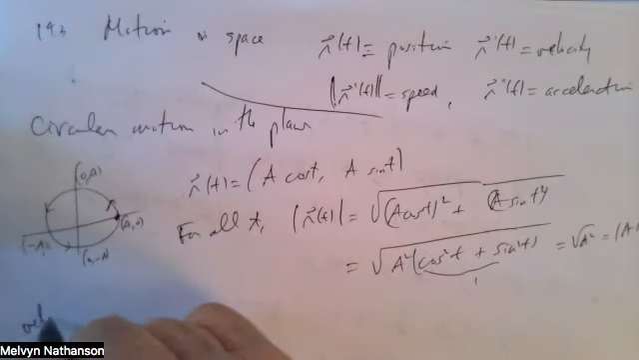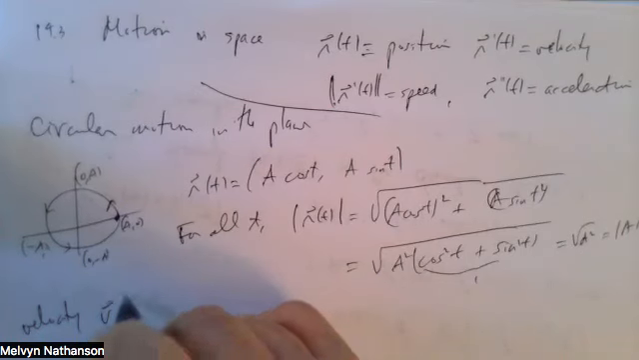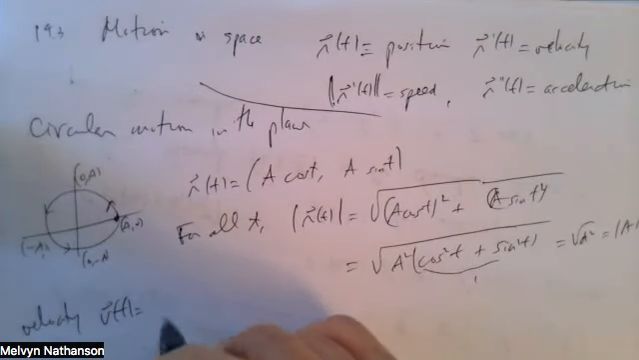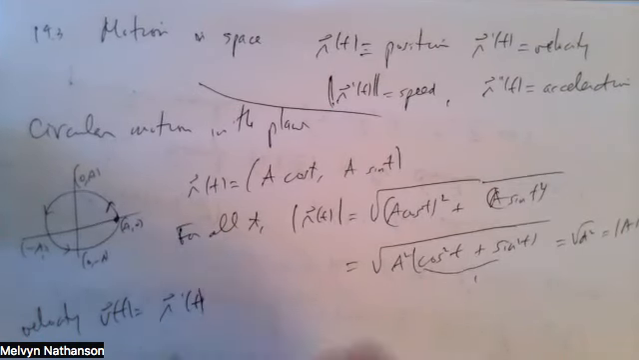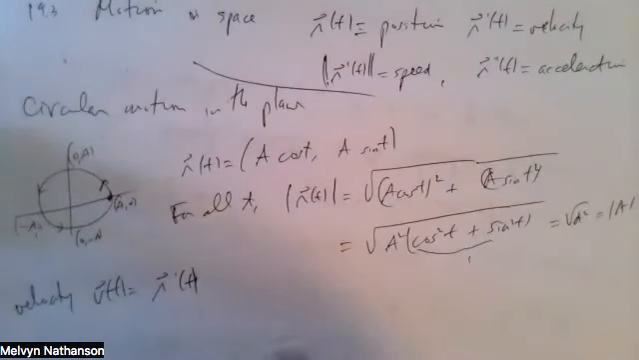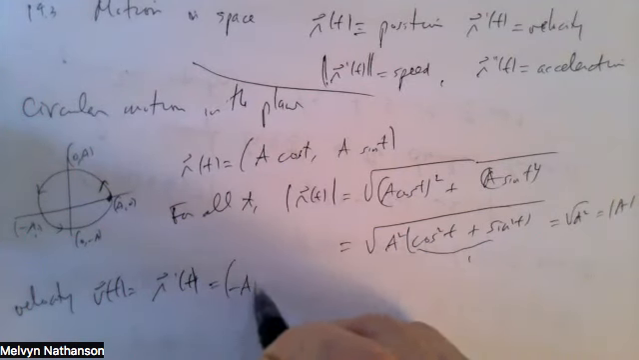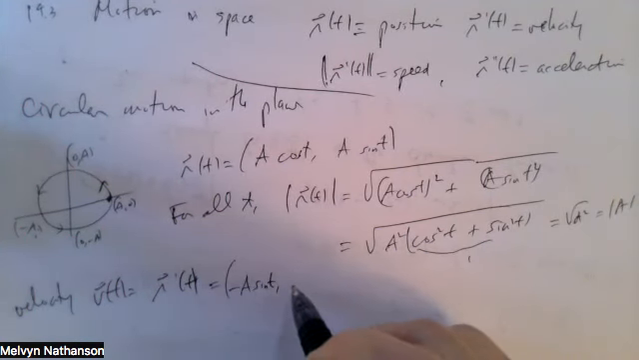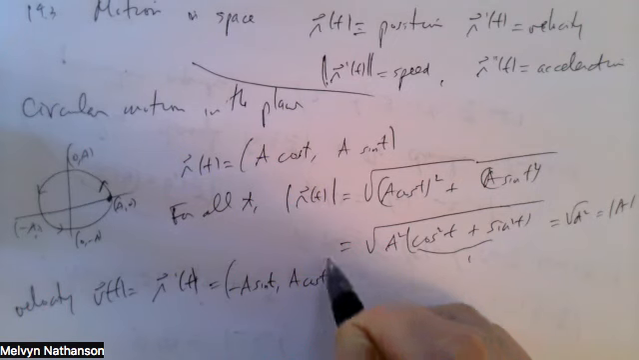What is the velocity? v of t is the derivative. The derivative of this function is minus a sine t, a cosine t.